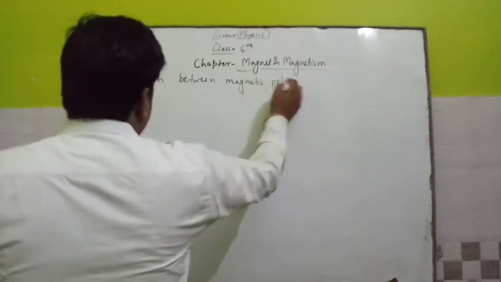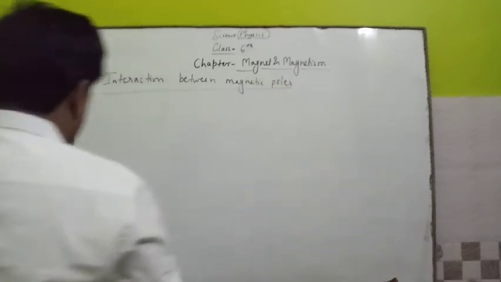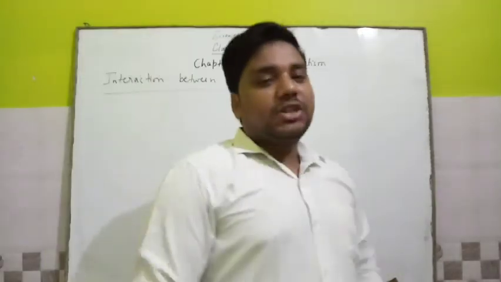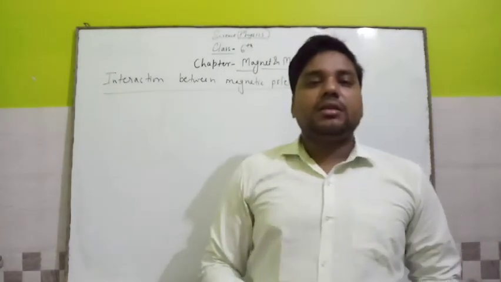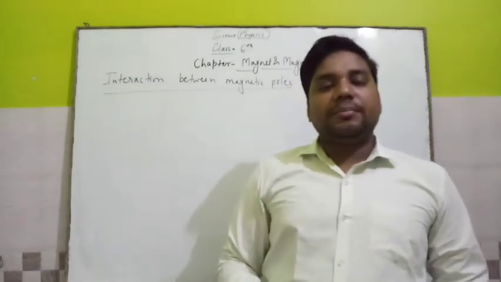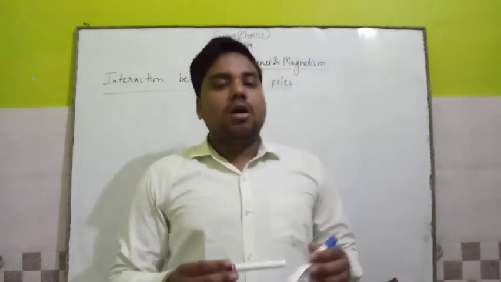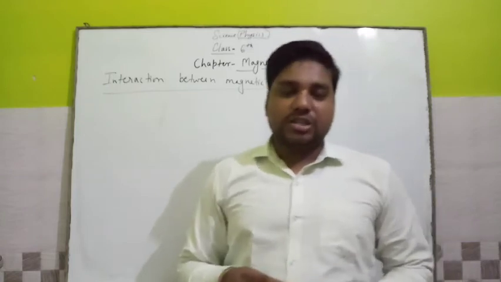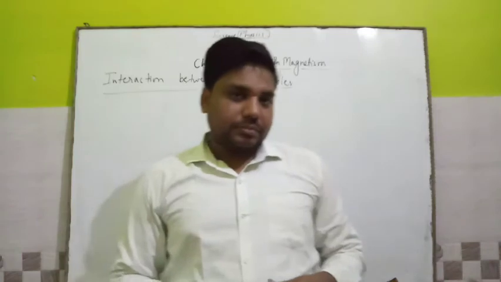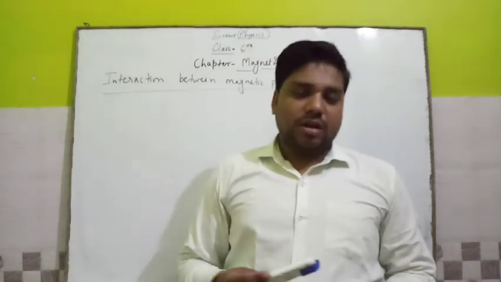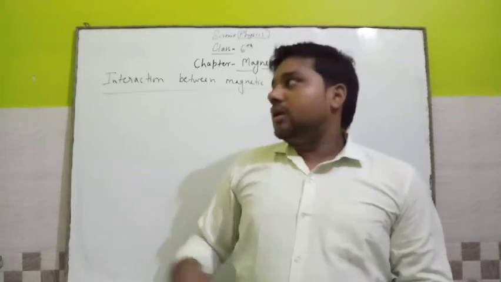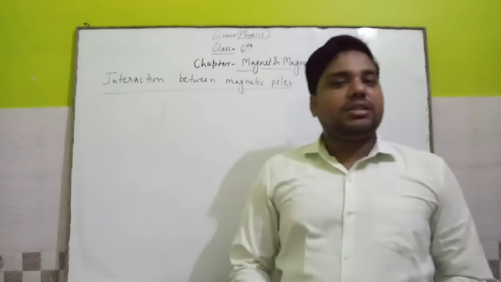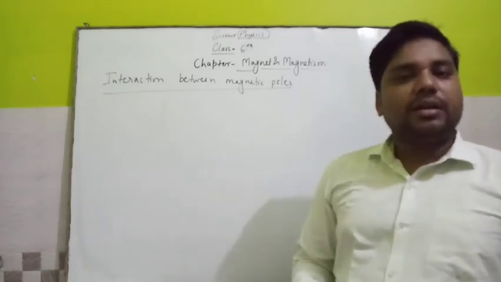What do you mean by interaction? Interaction means simply attraction and repulsion, attract करना और repel करना. When we say these two words together, that is interaction. Clear? So, interaction between magnetic poles. You know that there are two poles in a magnet, north and south.